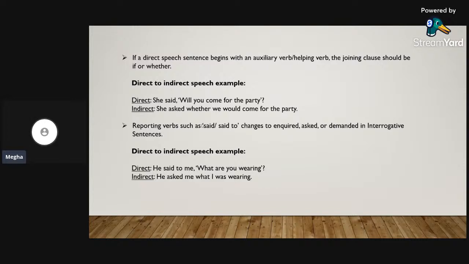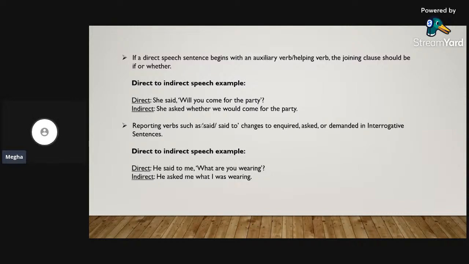So see the second condition: reporting verbs such as said or said to change to inquired, asked or demanded in interrogative sentences. So reporting verbs such as said or said to, when you're being asked a question, when you're being interrogated, will be changed to asked, inquired, anything as such. That is applicable only for interrogative sentences. See the example, you will understand it better.